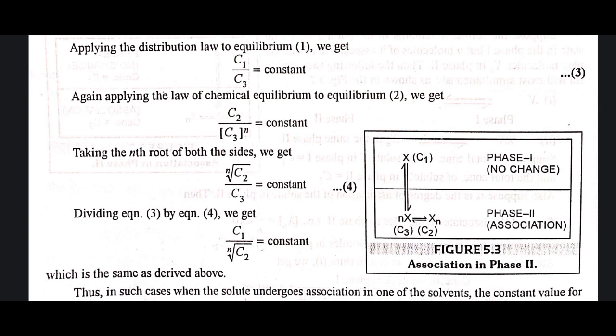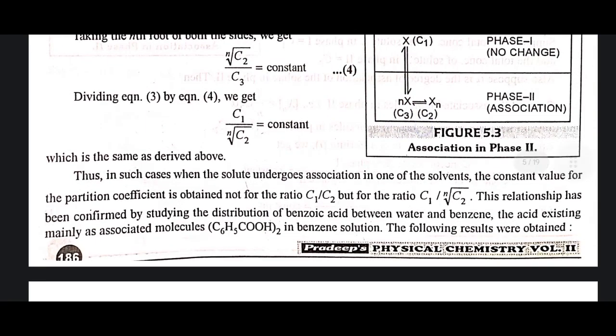This is equation number 4. Dividing equation 3 by equation 4, we get C1 upon nth root of C2 is equal to constant, which is the same as derived above. Thus, in such cases, when the solute undergoes association in one of the solvents, the constant value for the partition coefficient is obtained not for the ratio C1 by C2, but for the ratio C1 upon nth root of C2.